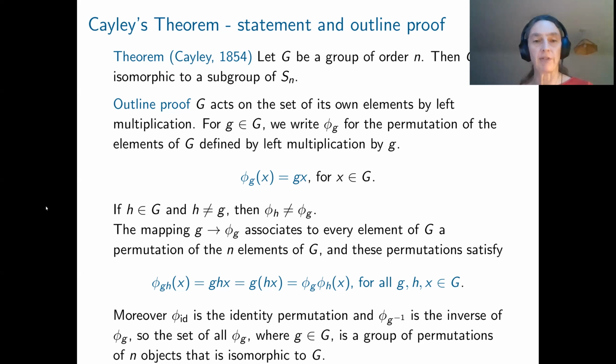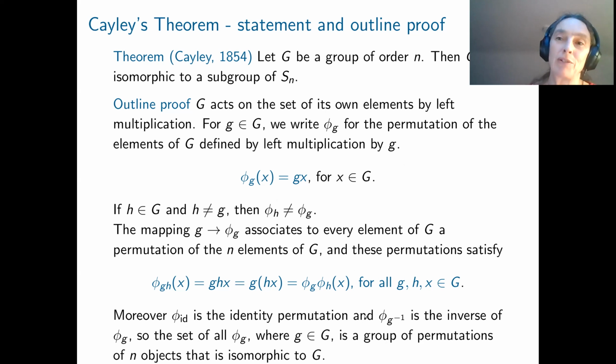We can also observe that the permutation phi determined by the identity element is just the identity permutation. It leaves everything alone. And it follows from the previous comment that if we take the inverse of some element G, the permutation that it determines is just the inverse of the permutation determined by G itself. So this set of permutations of n objects associated to the elements of G is itself a group.